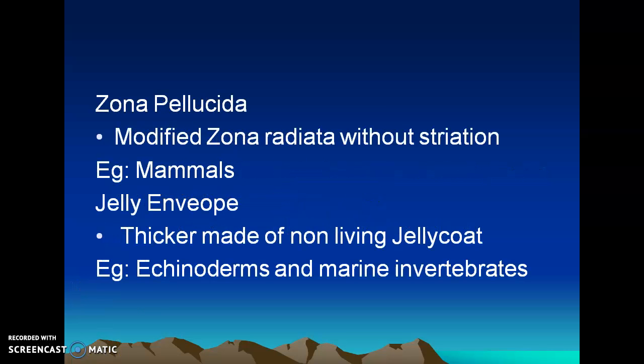Then zona pellucida. Zona pellucida is the primary egg membrane generally found in mammals. It is a modified form of zona radiata but doesn't have any striations. Then the jelly envelope. This is a thicker layer made up of a non-living jelly coat. For example, most echinoderms or marine invertebrates have this primary egg membrane. So these are the classifications based upon the structural differences in the primary egg membrane.